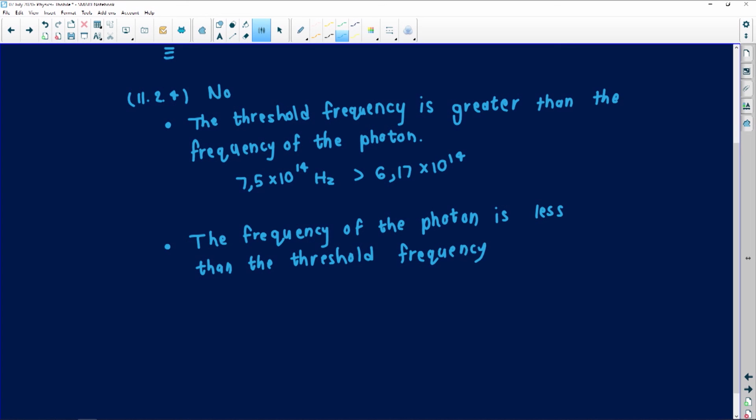And how are you going to show this? We're just going to do this part here the other way around. So I can then say 6.17 times 10 to the 14 is smaller than 7.5 times 10 to the 14, and that's both hertz. So now, by doing this, you are showing the examiner that the photon has less energy than the energy that is actually required to emit the electron. So even though the photon gets there, it doesn't actually meet the requirements. It's like going to a tuck shop and you only have 6 rand, but the pie is 8 rand. You don't meet the requirements.